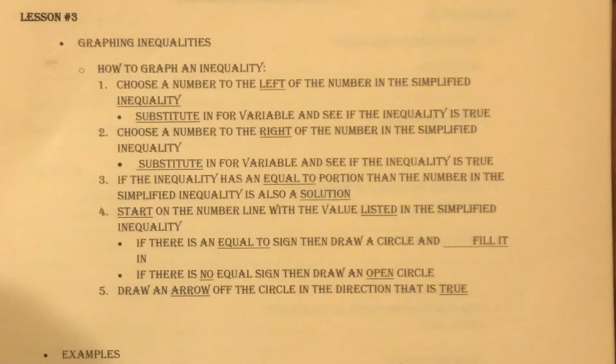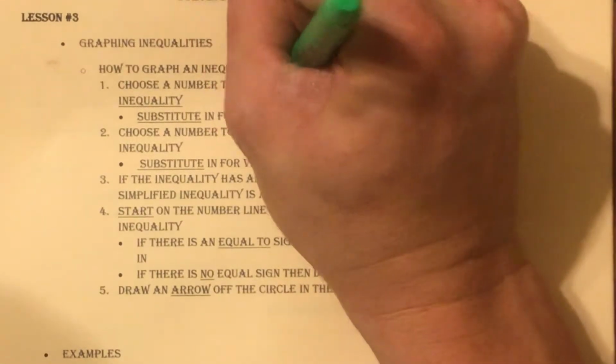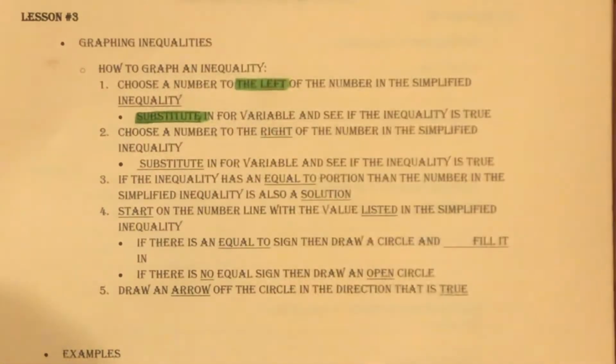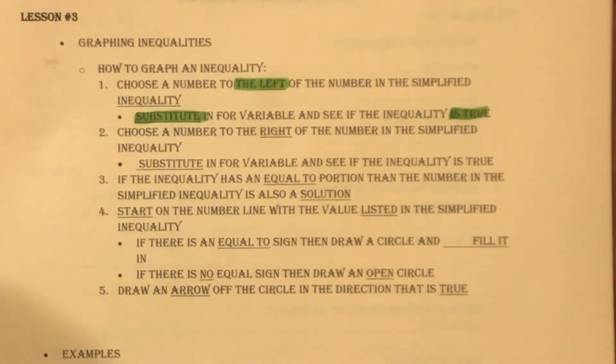So with this, there's really about 5 steps to it. How to graph an inequality? First step is we choose a number to the left of the number in the simplified inequality. So we're going to end up with stuff like x is greater than 5, and so we would choose a number that would be left of 5 on a number line. The reason we're going to do that is then we're going to substitute it in, much like we learned about in lesson number 2, and see if that makes the inequality true.